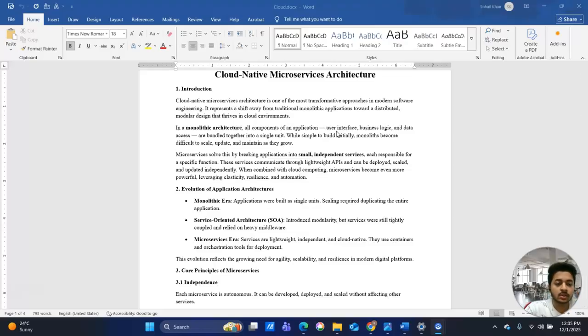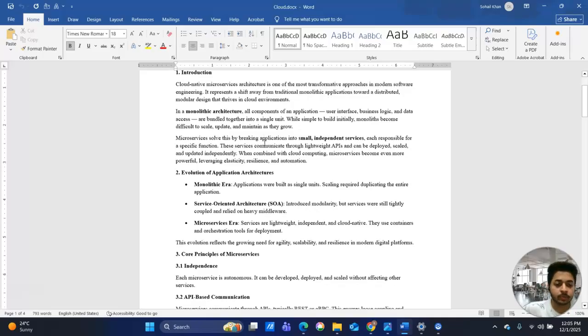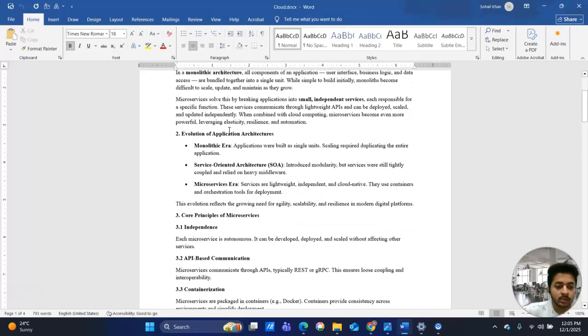Cloud native microservices architecture is one of the most transformative approaches in modern software engineering. It represents a shift away from traditional monolithic applications towards a distributed, modular design that thrives in cloud environments. In a monolithic architecture, all components of an application, user interface, business logic, and data access, are bundled together into a single unit. While simple to build initially, monoliths become difficult to scale, update, and maintain as they grow.